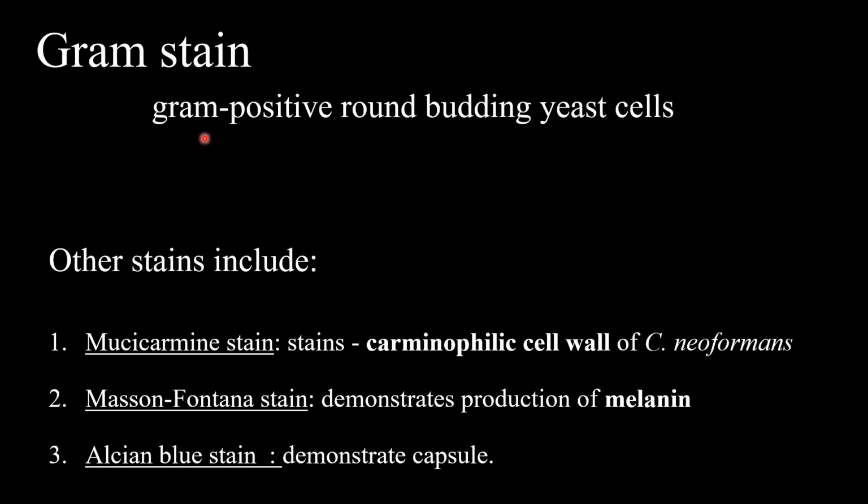In Gram stain, we see Gram-positive round budding yeast cells. In Gram stain also, we can visualize the capsule sometimes. Other stains include mucicarmine stain. This stains the carminophilic cell wall of the Cryptococcus neoformans. Then Masson-Fontana stain, which demonstrates the production of melanin. Then we have Alcian blue stain, which demonstrates the capsules.